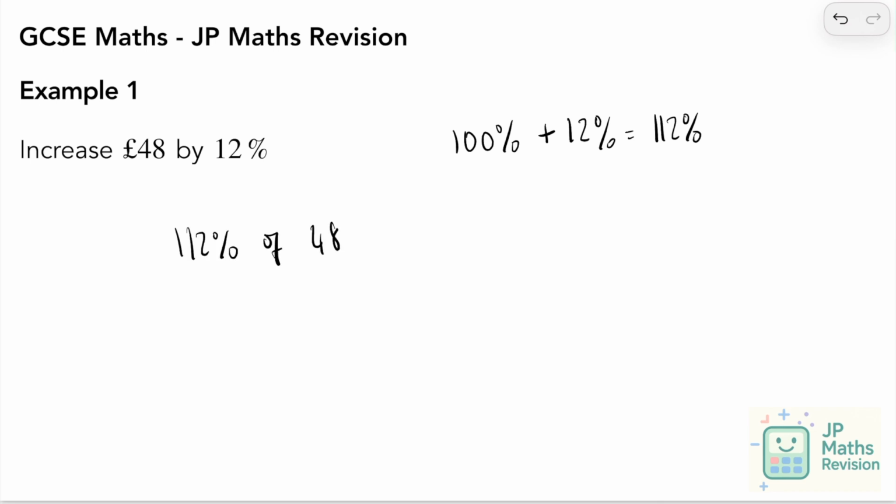So in order to do this, I need to convert 112% to a decimal. So if I do that, that's going to be 1.12, if I divide 112 by 100, and I'm going to times that by 48. So the answer is £53.76.